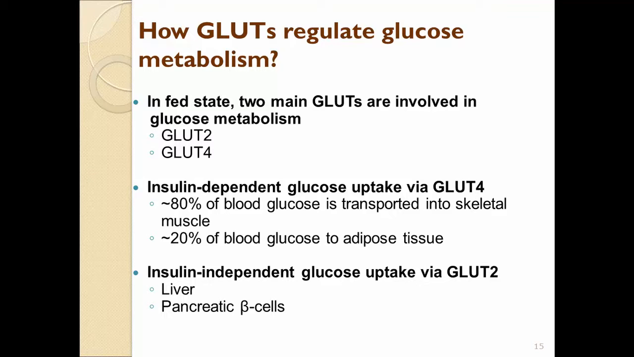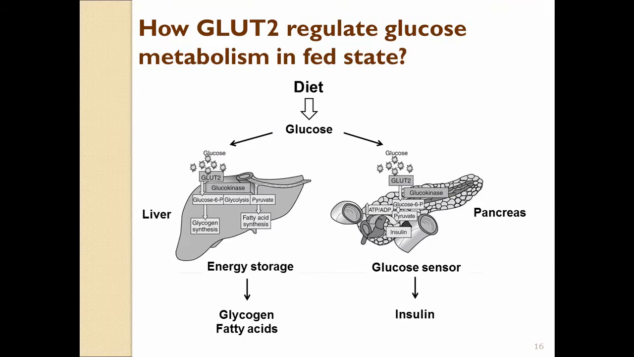So how do glucose transporters regulate glucose metabolism? In the fed condition, the 2 main glucose transporters involved in glucose metabolism are GLUT2 and GLUT4. GLUT4 again is insulin dependent, right? Insulin stimulates GLUT4 to go to the skeletal muscle and adipose tissue, and GLUT2 is insulin independent, right? Liver and pancreas are the 2 major sites that express GLUT2. And GLUT2 is, again, the glucose dependent transporter.